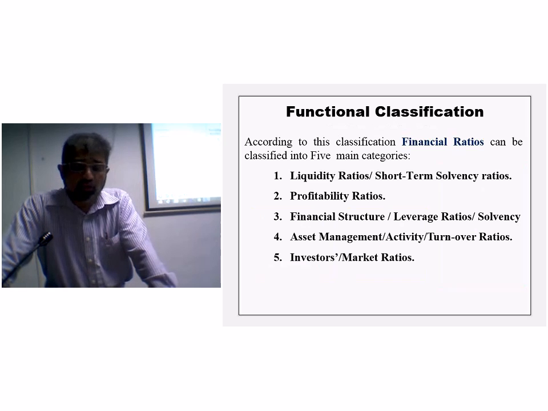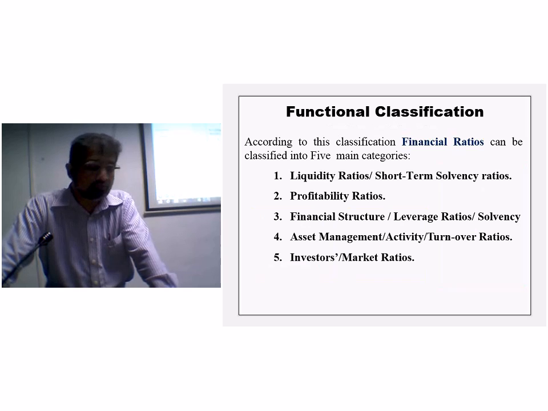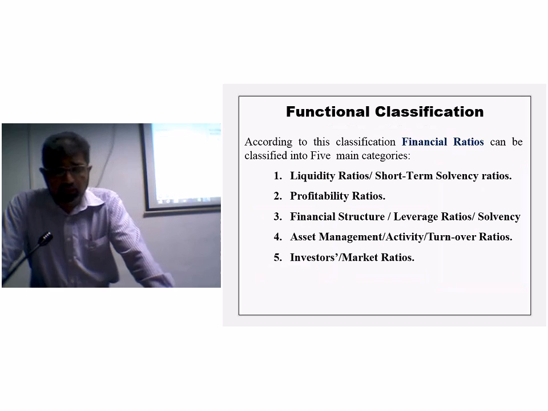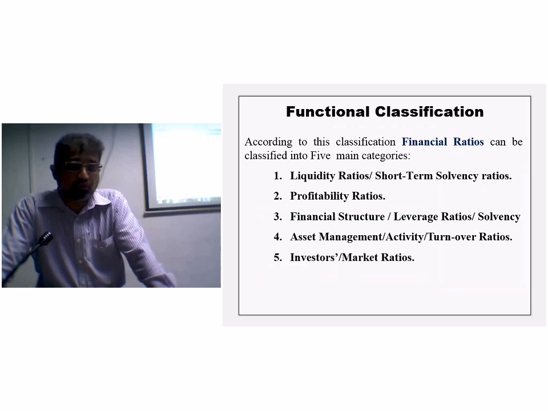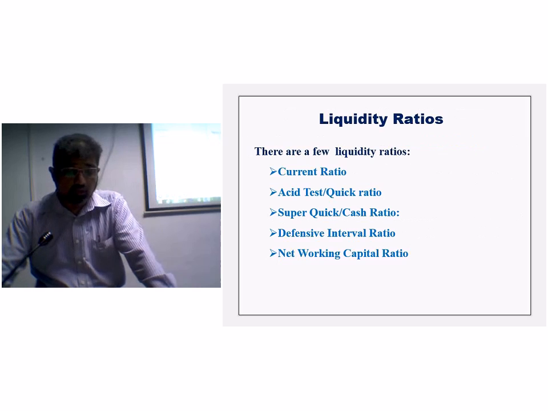Nowadays we are using this type of classification: liquidity ratios, or the short-term solvency ratios, profitability ratios, leverage ratios, the solvency ratios, asset management or activity ratios, also called efficiency ratios or turnover ratios. And another one, the most important ratio category for investors, the investor ratios or market ratios. This type of classification we can see in ratio analysis.